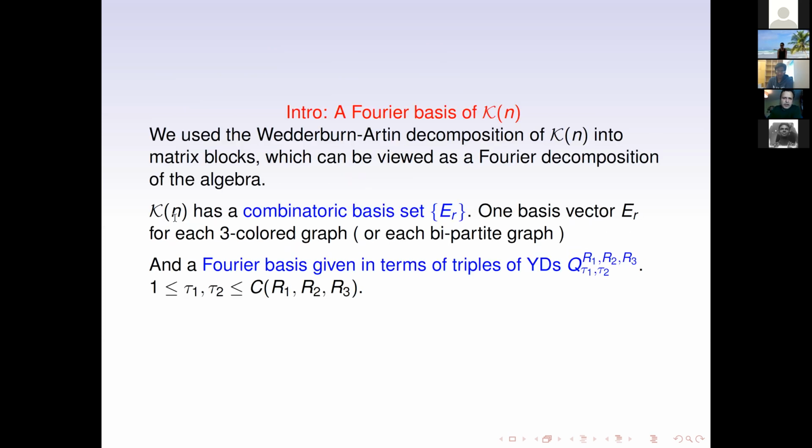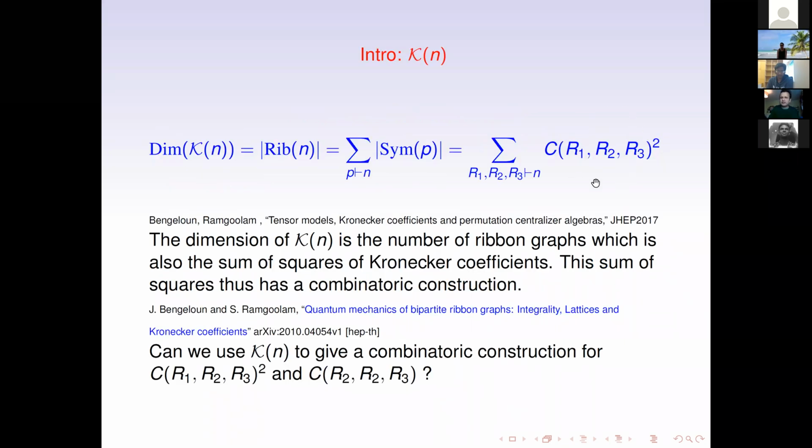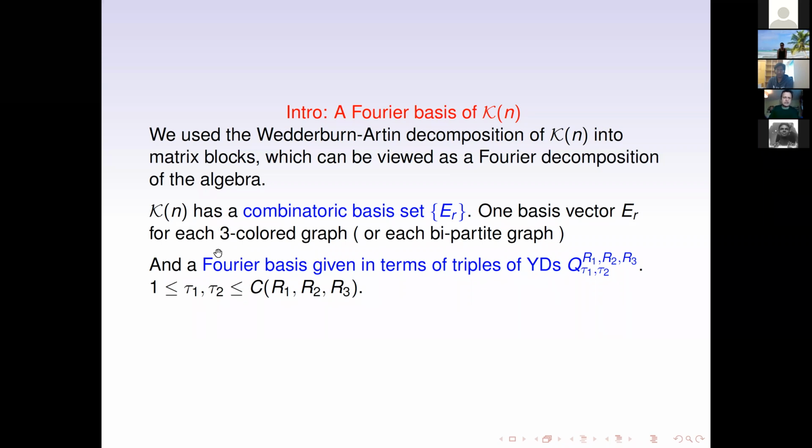And the way we approach this question is to go to this algebra K of N and think about these two ways of thinking about it. On the one hand, there is a basis set labeled by ribbon graphs, and there is also a basis set labeled by something related to this side. So what is that? It turns out there's a Fourier basis of concrete things you can write down using Clebsch-Gordan coefficients. I'll write it more explicitly later.